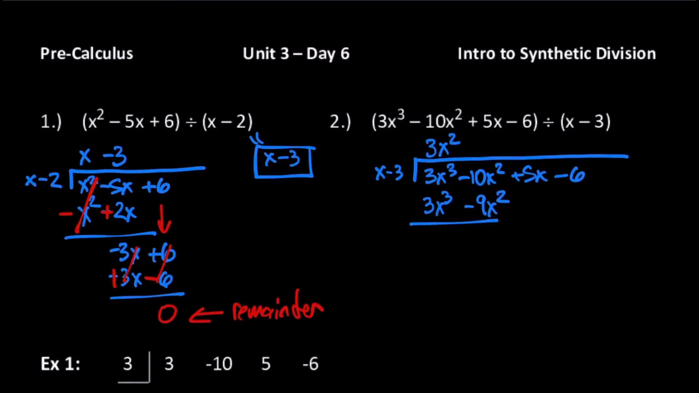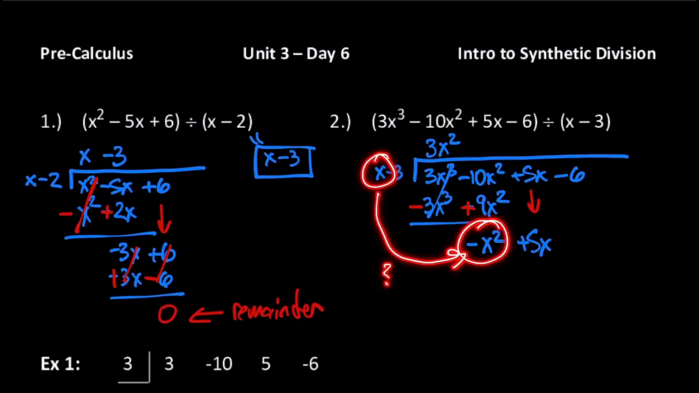3x squared times negative 3 is negative 9x squared. Now you subtract. Negate, negate. These cancel, as they should. Negative 10x squared plus 9x squared is negative x squared. Now we bring down plus 5x. Now we ask ourselves, how many times does x go into negative x squared? So that's going to be negative x.